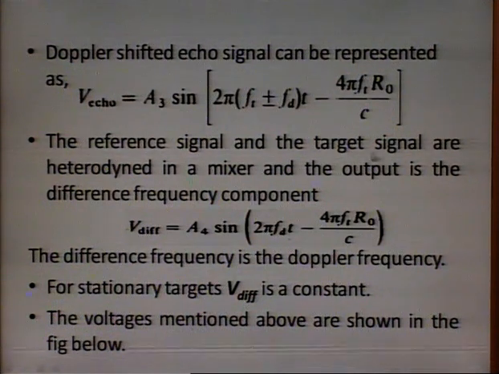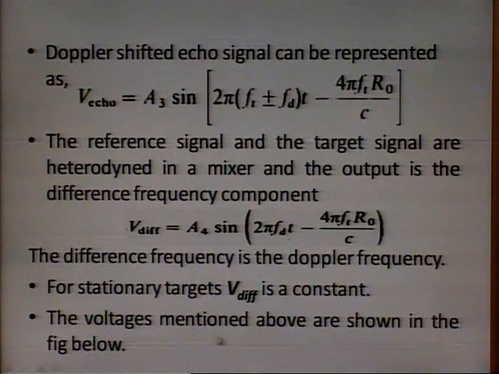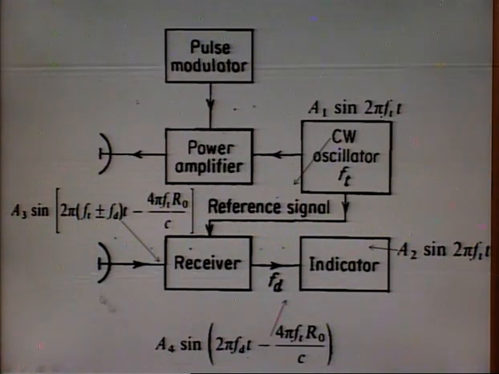The reference signal and target signal are heterodyned in a mixer, and the output is the difference frequency component. This just works as a heterodyne receiver. The difference frequency is the Doppler frequency shift. For stationary targets, V diff is a constant. The voltages mentioned above are shown in the figure. Here all the voltages are shown. This is A1 sin 2 pi f t, this is the reference signal A2 sin 2 pi f t, and A3 and A4 are the various signals if we go by the block diagram.